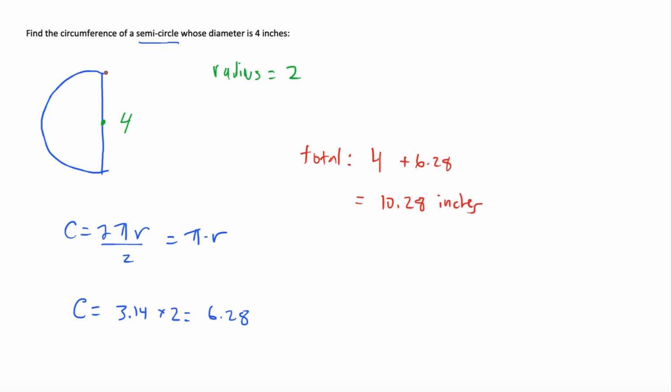That will be the distance if you start at one point, walk all the way around, and reach your starting point. That will be the circumference of this semicircle.